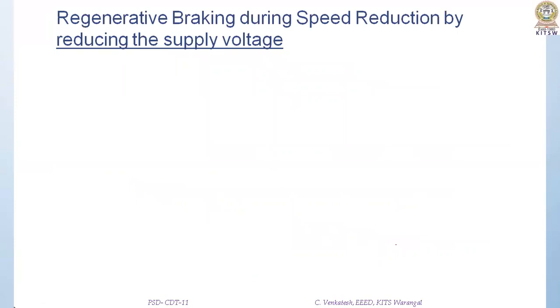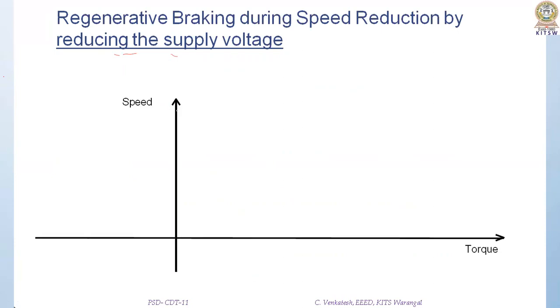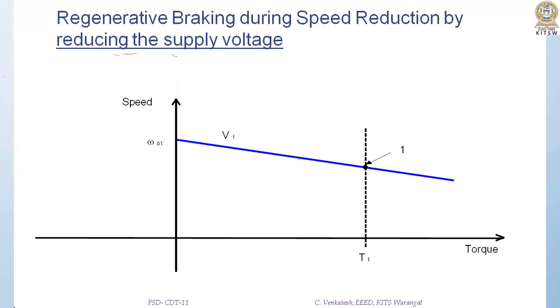Yeah. So now let us consider the case where regenerative braking is happening. That is regenerative braking during speed reduction by reducing the supply voltage. In the previous case, speed has increased and EB has become greater than V. Now, if supply voltage is decreased, what happens? So, if for example the motor is operating and its speed torque characteristics is like this. So it is operating at, let us say, full voltage V1. Okay, and the load torque is T1, therefore the operating point is 1.